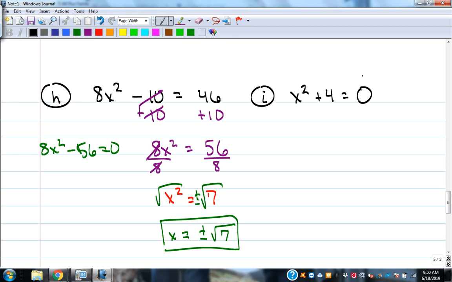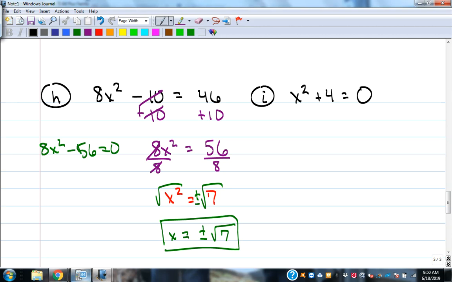X squared plus 4 is equal to 0. So this one's already equal to 0, but it's got a plus sign in the middle of it instead of a minus sign in the middle of it. So that plus sign right there tells me I can't do this one by factoring no matter what. So my only option is to do it by square roots.